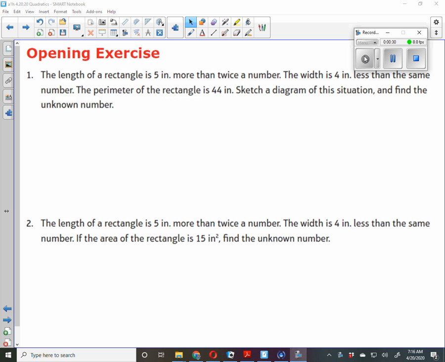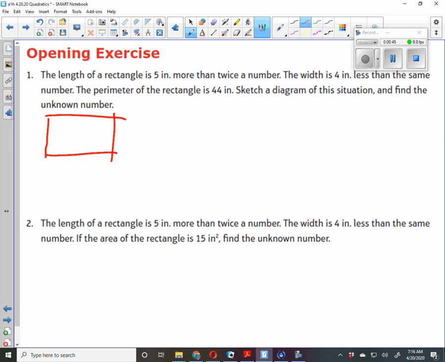As in all word problems, we want to define our variables. But in this case, because it's sort of geometric, we want to define this as a picture, right? So we draw a diagram. We show that we know that our perimeter equals 44 inches.